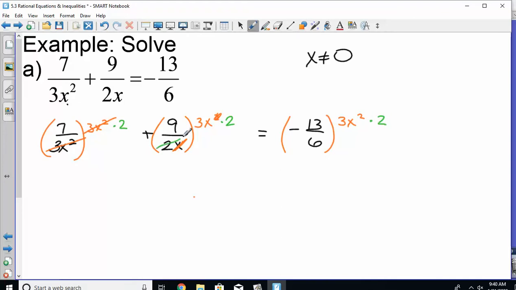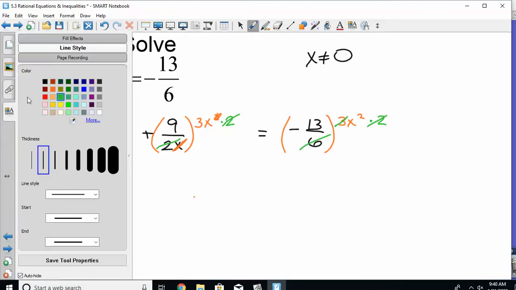So then that would cancel my 2. Has my 6 been canceled? Yeah, 2 times 3 is 6. So my 6's are canceled. So you don't necessarily have to multiply by everything that's on the bottom. I don't have to multiply by 3x squared and 2x and 6. See if anything cancels out already.